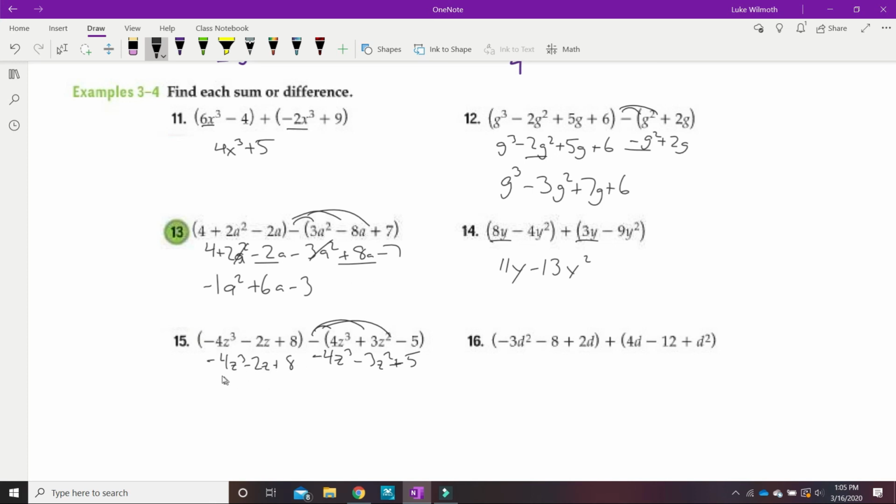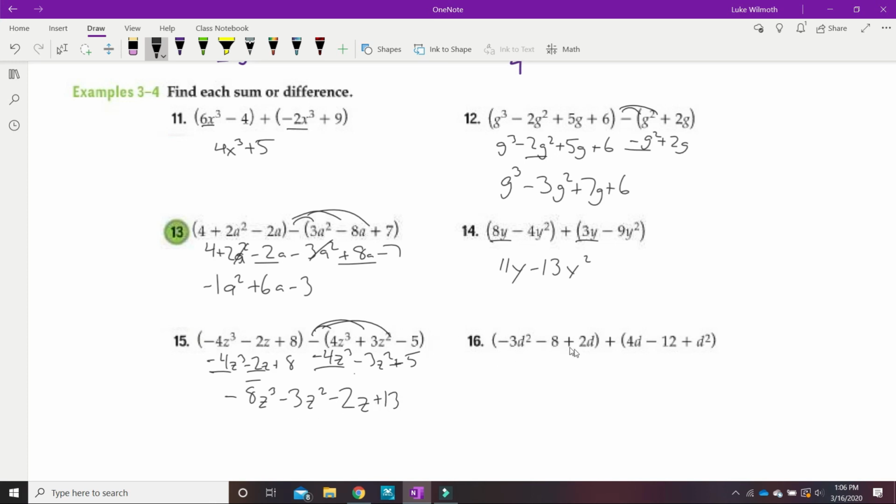So now I'll combine the like terms. Negative 4 minus 4 is going to give me negative 8z cubed minus 2z. Oh, wait. There's a 3z squared here. So next I have negative 3z squared, then minus 2z, and then I've got 8 plus 5 is 13.